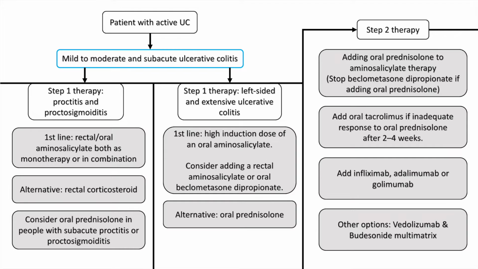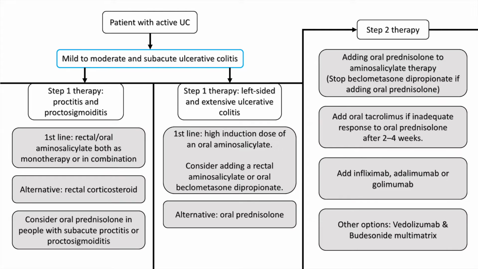Aminosalicylates are recommended as first-line treatment, where rectal preparations are likely to be more effective for patients with proctitis and proctosigmoiditis. Patients who prefer not to use enemas or suppositories are offered oral preparations, although this may not be as effective. A rectal preparation of budesonide, hydrocortisone or prednisolone, or oral prednisolone can be considered when aminosalicylates are contraindicated.